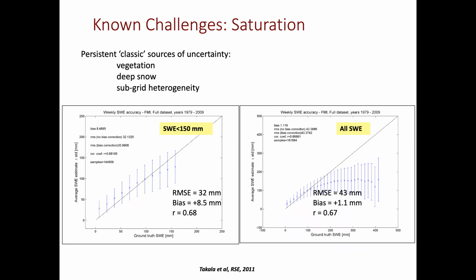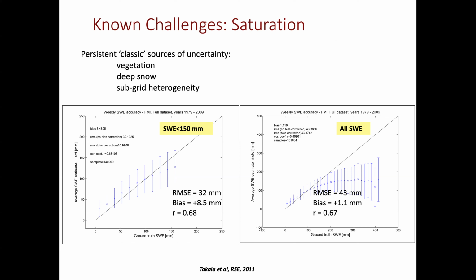One of the biggest challenges is for deep snowpacks where saturation occurs. These graphs show a validation of snow water equivalent, or SWE, for shallow snowpack on the left and deep snowpack on the right. The x-axis is the ground-based estimate of snow water equivalent, probably from a huge sampling effort, for which I showed some methods earlier in this talk. The y-axis shows the SWE from passive microwave.